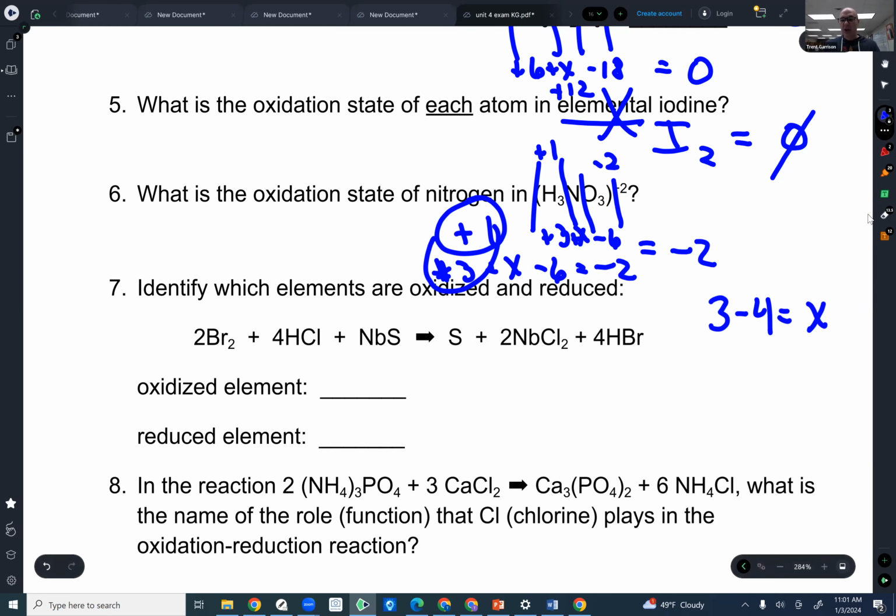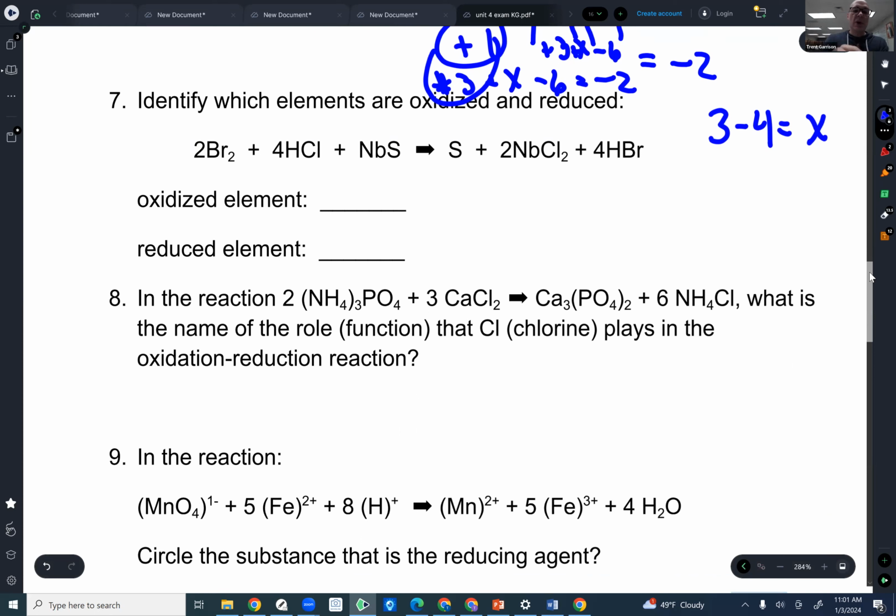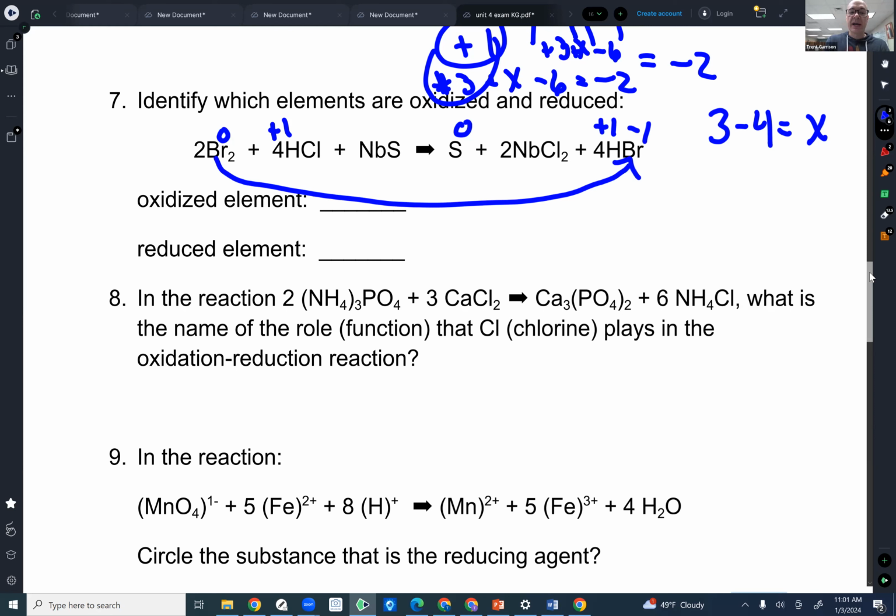All right. Which element is oxidized? Which one is reduced? So when we have elements that are by themselves, they have a charge of 0. So we can throw those charges in right away. We know that hydrogens are always going to have a charge of +1. I know that halogens have a charge of -1. So right away, I have identified one of my elements that has changed its charge. The bromine has gone from 0 to -1. If you become more negative, you are becoming reduced.